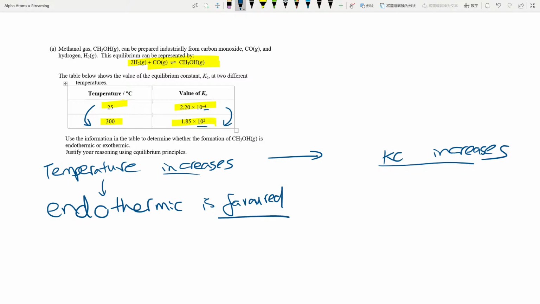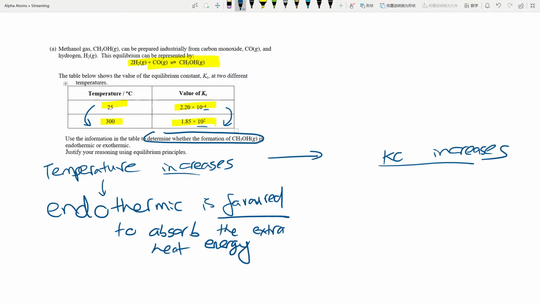All right, so the endothermic reaction is favored to absorb the extra heat energy. Remember that, because what is the question asking us to do? We're trying to determine whether the formation of the product is endothermic or exothermic. So we know temperature increases, we favor endo. Now let's look at the other side.